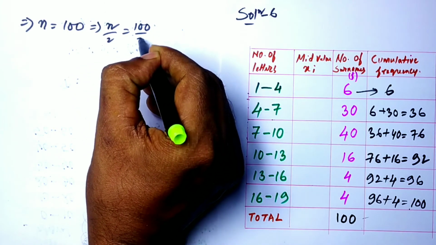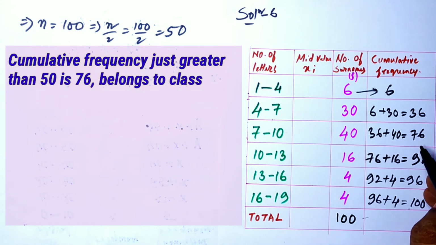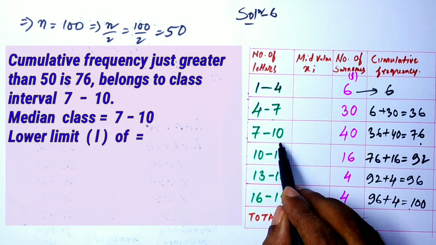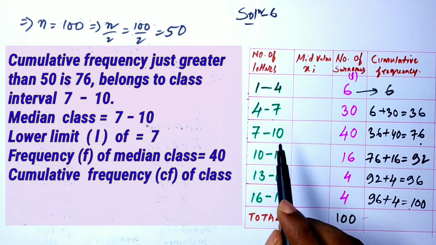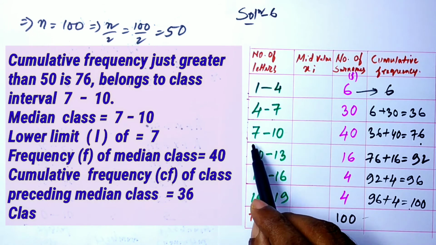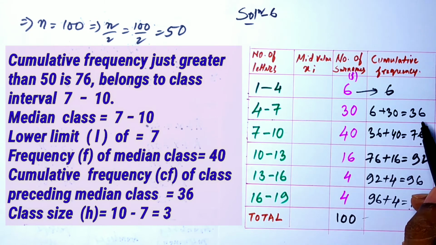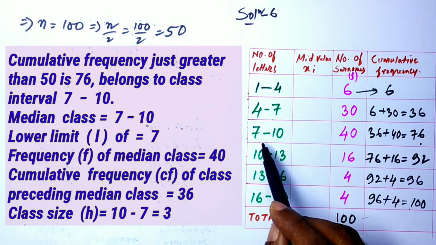which is 50. The cumulative frequency just greater than 50 is 76, belonging to interval 7 to 10. So therefore median class is 7 to 10. Our lower limit is 7. Frequency is 40. Cumulative frequency preceding the median class is 36. Height is 10 minus 7, which is 3.